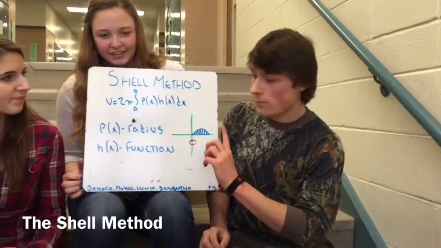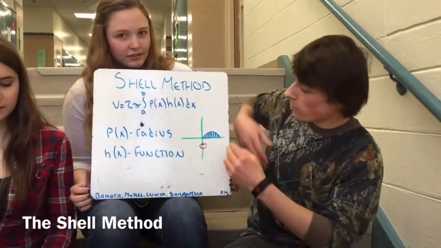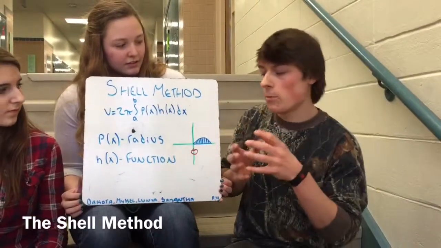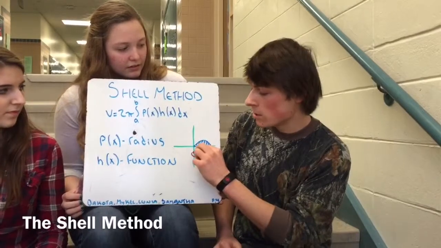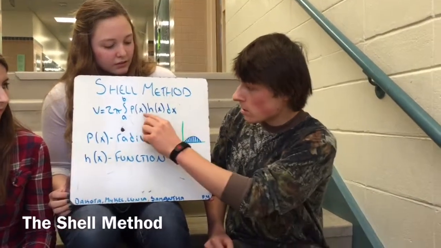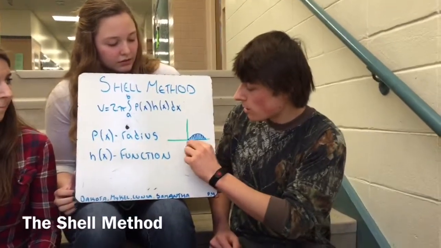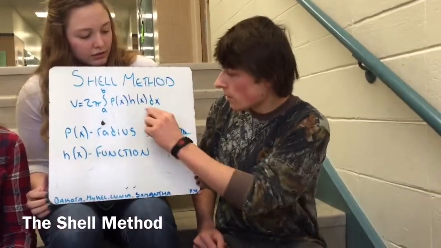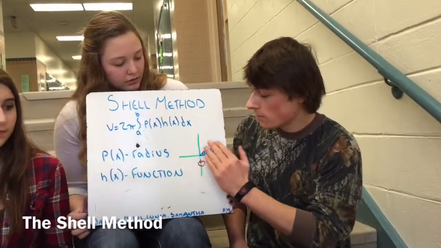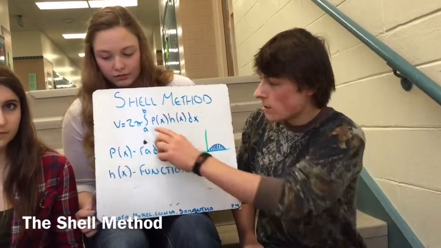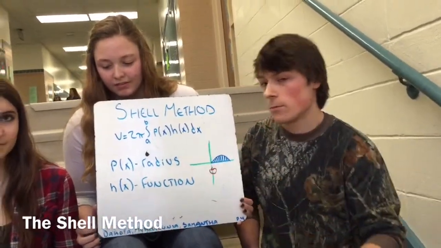So as the function, or as the shaded region, revolves around the axis, we're finding the volume of each layer. So in this case, the radius revolves around the y-axis, and the radius, in this case p of x, will represent this part of the function. And then the height, h of x, is the function f of x. So we're finding each layer with respect to that, and the 2 pi represents the circumference of each one.